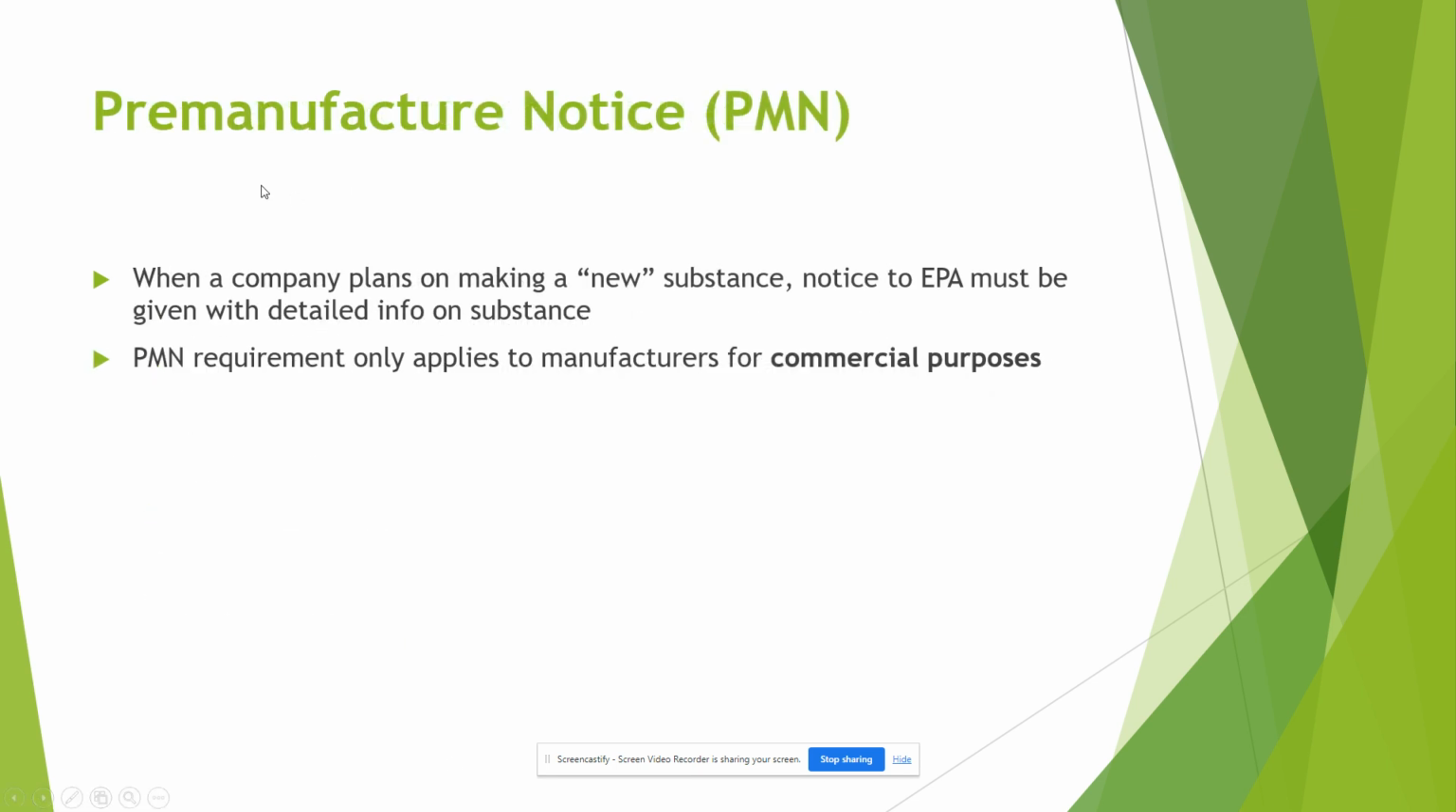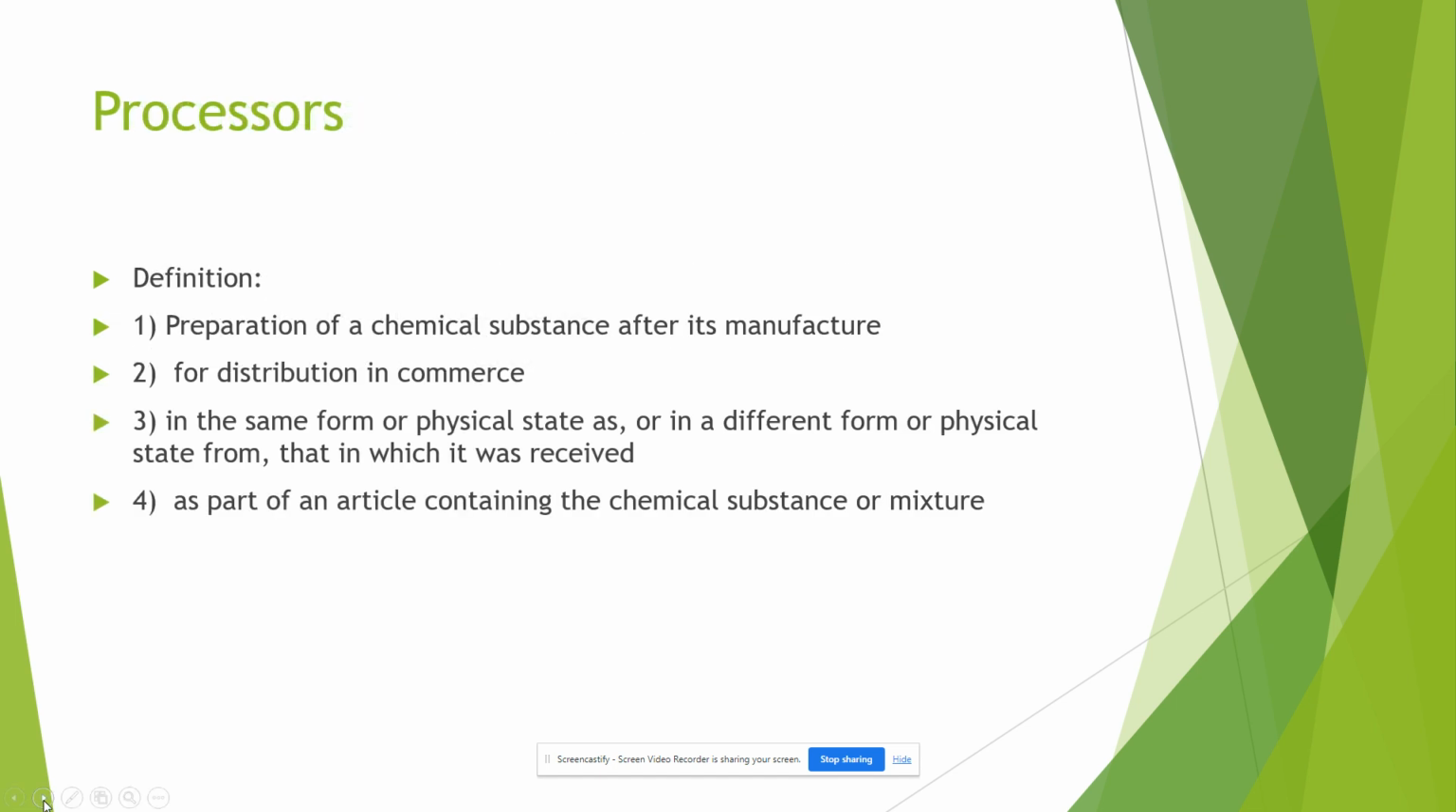Okay. So if a company is planning on making a new substance, they apply for a pre-manufacture notice. Okay. And this is only for manufacturers of chemicals for commercial purposes. So if we are with our little chemistry set in our house, we don't have to worry about pre-manufacture notices. Okay.